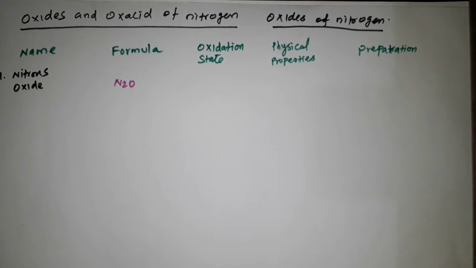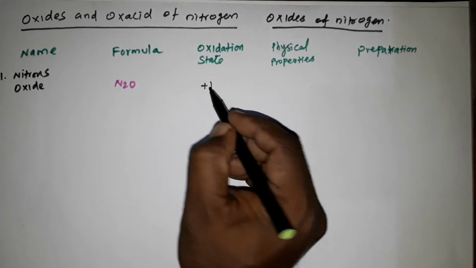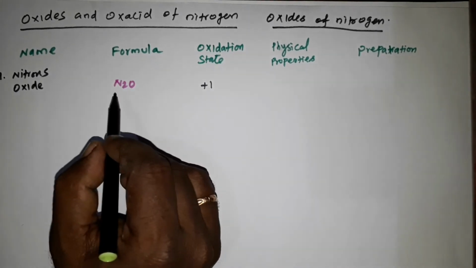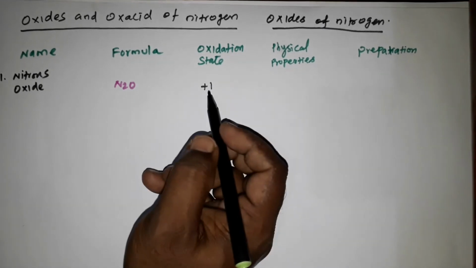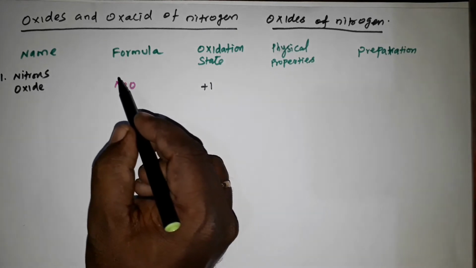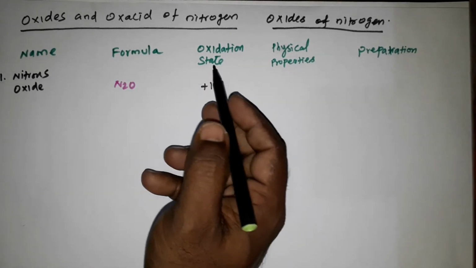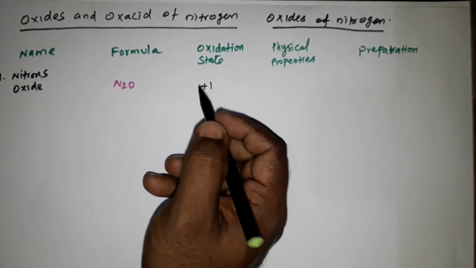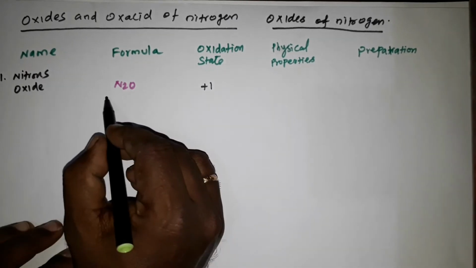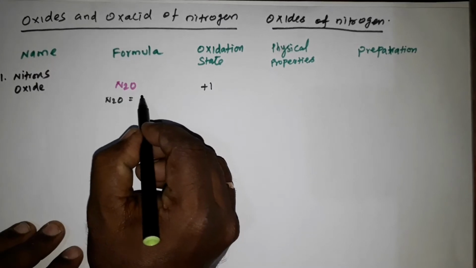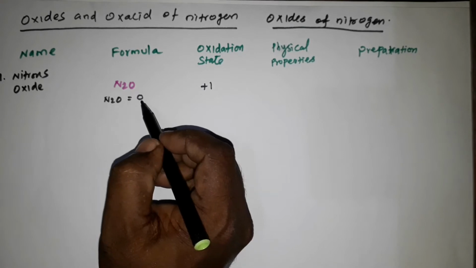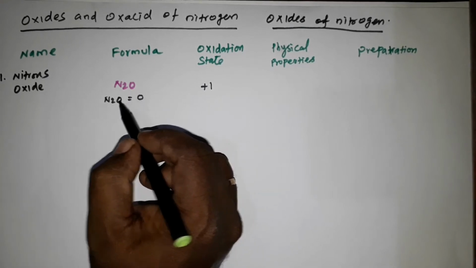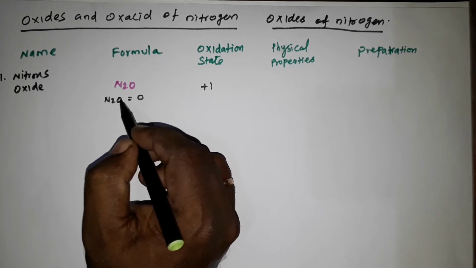Here the oxidation state is plus 1. How does this plus 1 come? See, N2O, how to calculate the oxidation state? We are calculating the oxidation state for nitrogen. If any compound is given, keep the total value of the oxidation state equal to 0 for a compound. Then calculate the individual oxidation number.